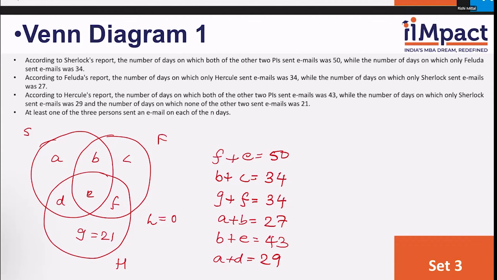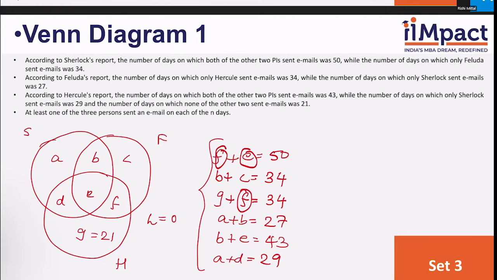Because only Hercule is sending on that day. We know every day a mail has been sent out, right? And now once I plug G equal to 21, all of these equations will get cracked. I get F from this equation. I can put F here, I get E, so on and so forth. I will get all the values.